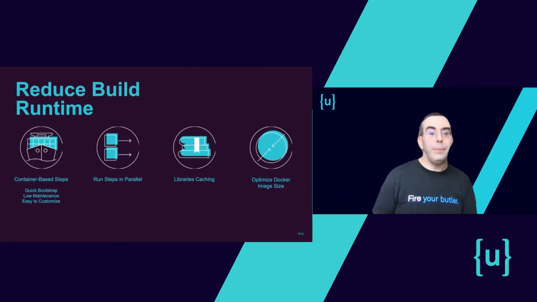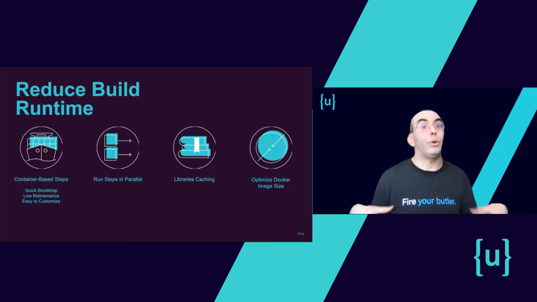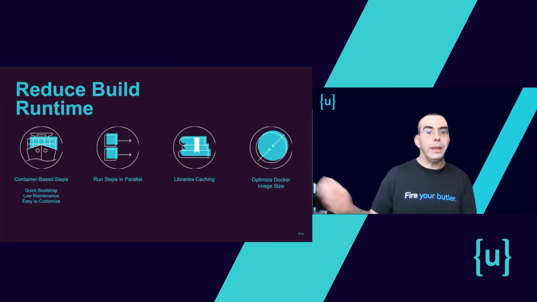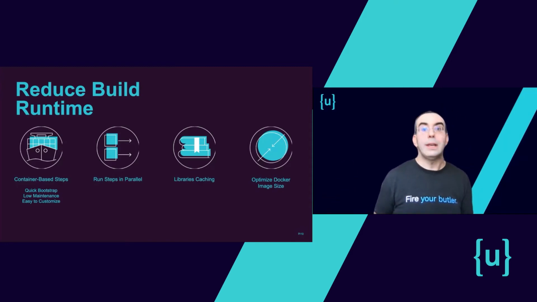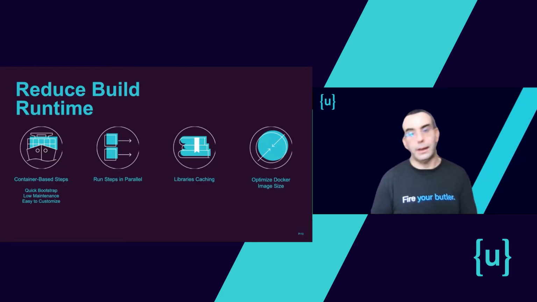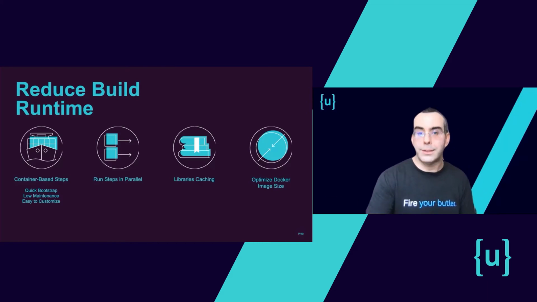We also have the ability to identify when we can run steps in parallel to accelerate the build runtime. And we give the ability to cache certain libraries that you need at every build cycle, so you don't need to waste time and bandwidth to download all these libraries whenever a new build starts. And we're also doing some work to make sure that we can optimize the size of the image that we build at any given build cycle.